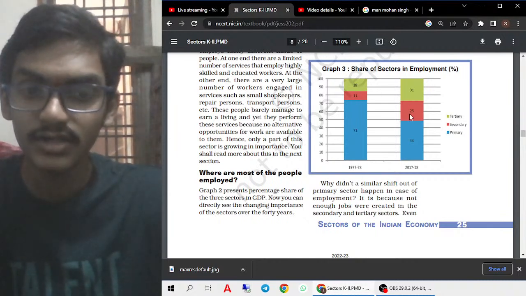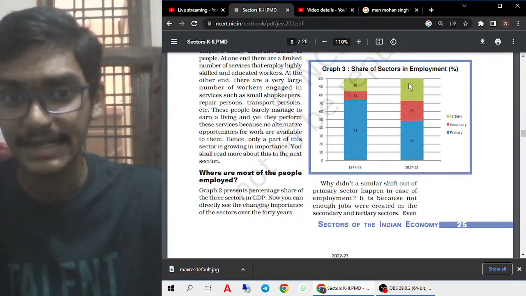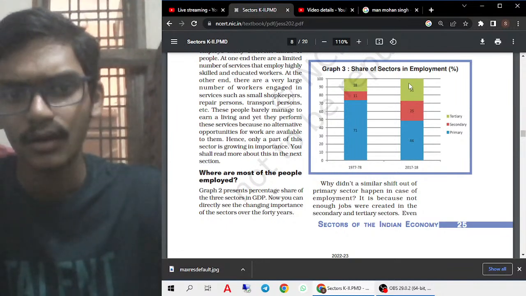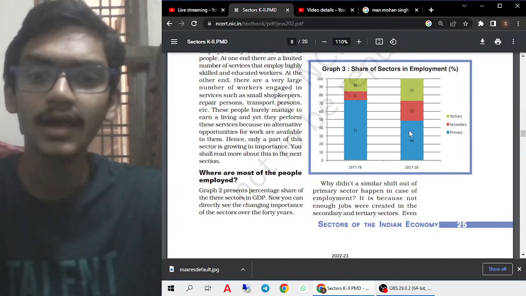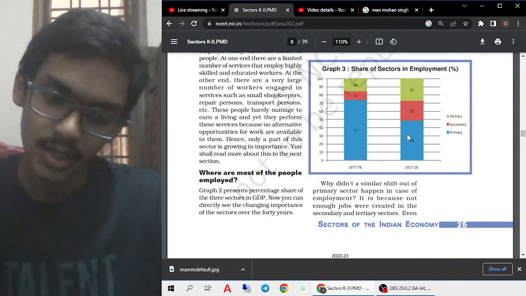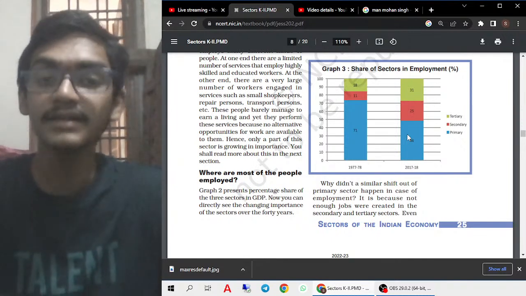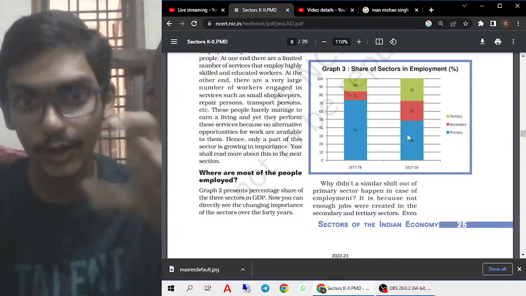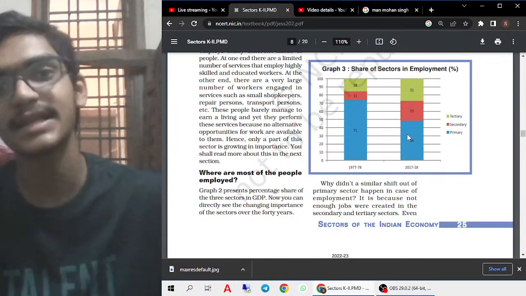But if you see here in 2017 and 18, there is actually a slight increase in the employment in the tertiary and the secondary sector, and there is a decrease in the employment in agriculture, that is the primary sector. So one thing which you must try to understand from all these three graphs is that the primary sector, which is contributing very much less to our economic development, is having more number of people who are actually employed in that sector.